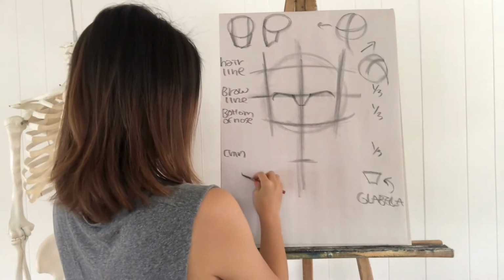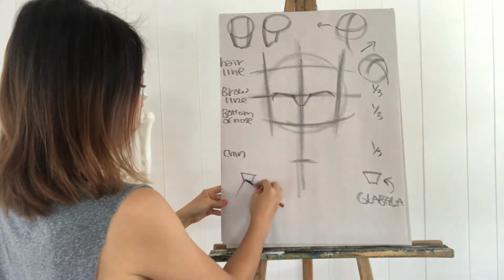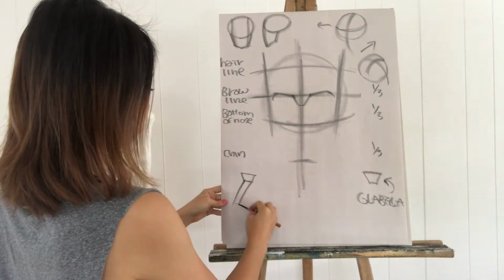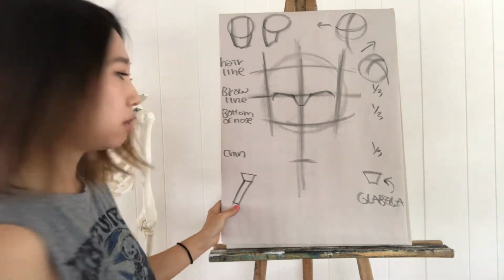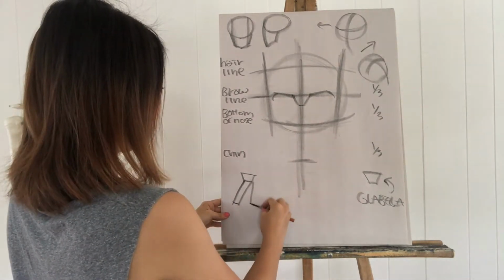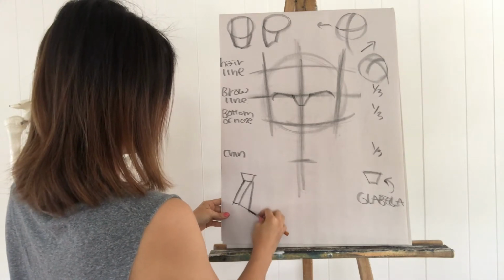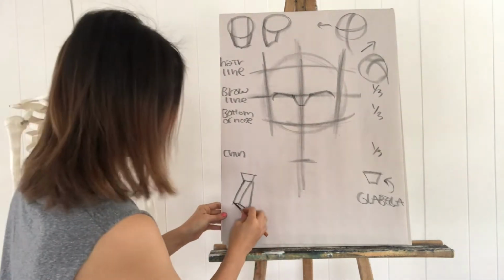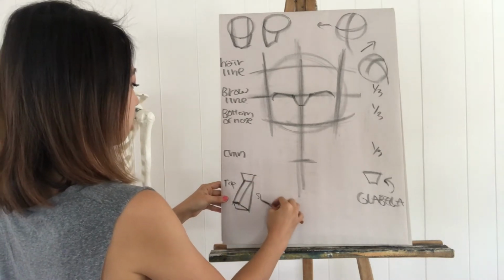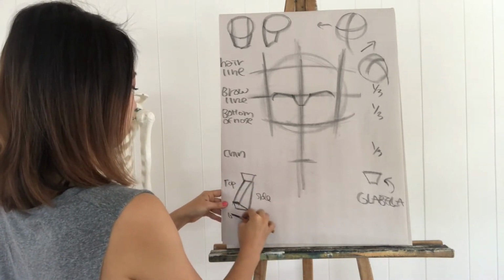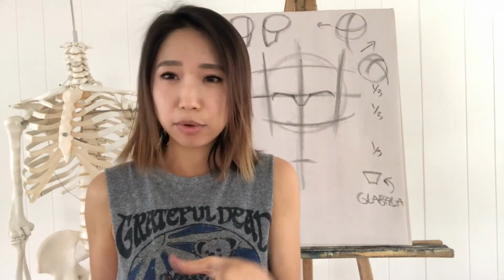Basically what it looks like is like this. So we have the glabella, and we have the top of the nose. This is the top plane of the nose, and then we have the side planes. And the last part is the bottom plane. Side and the bottom. So from the front view, you can see pretty much everything.